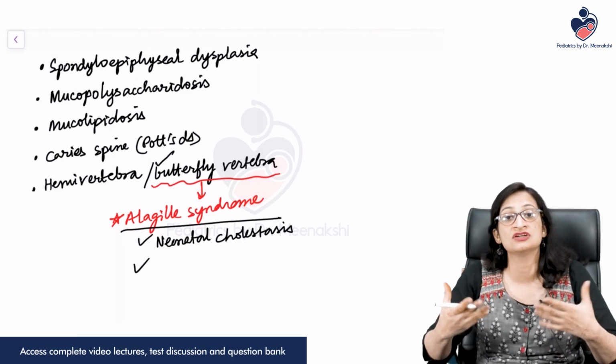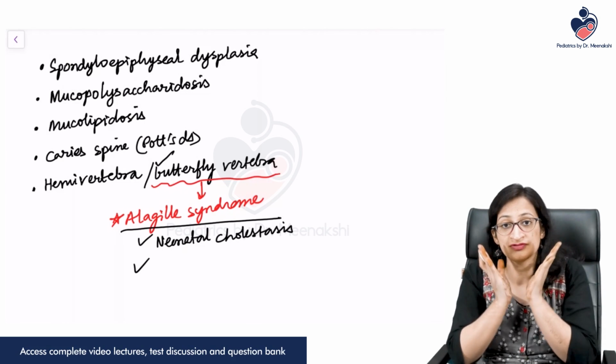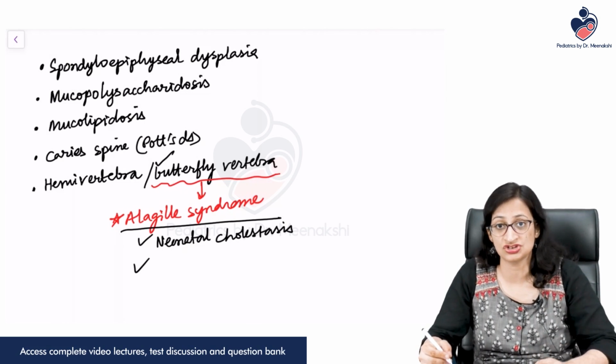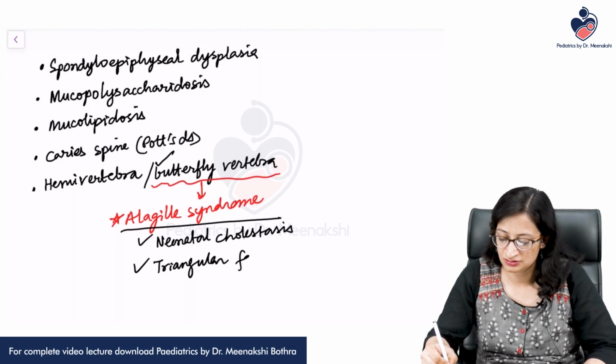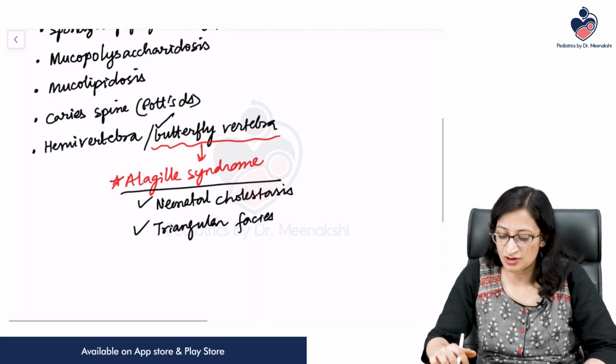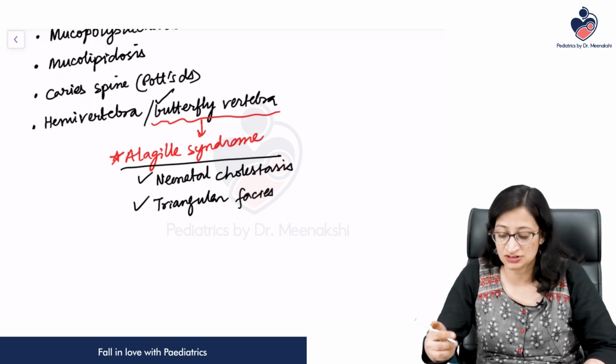There can be facial dysmorphism or triangular faces. The face is triangular in shape in Alagille syndrome. Triangular faces can be there. And there are some heart defects like pulmonary stenosis.